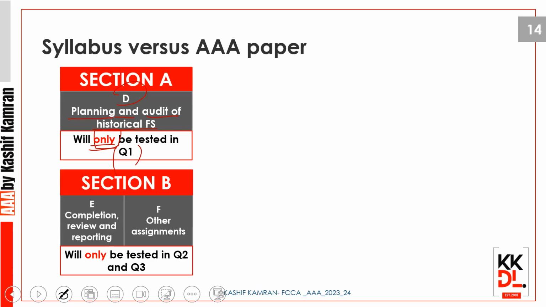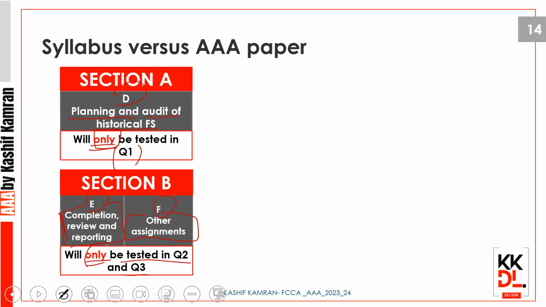In section B, we have two questions, right? Question number two and question number three. Question two and three each have 20 technical marks and 5 professional marks each. In section B, what will happen? Syllabus area E, completion, review, and reporting, and syllabus area F, other assignments, will only be tested in question two and three.